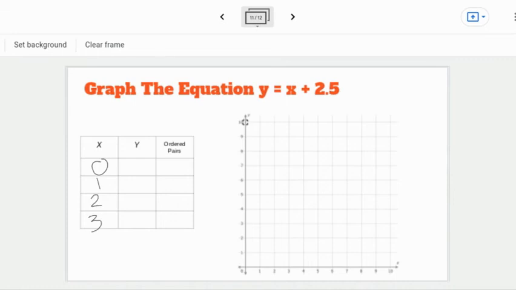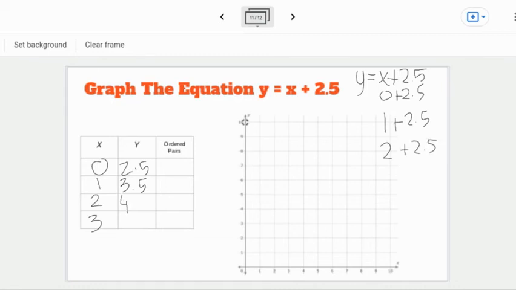All right, so here we go. We use y equals x plus 2.5. We put in a 0. 0 plus 2.5 we know is 2.5. Okay, we plug in now a 1. 1 plus 2.5 is 3.5. Plug in a 2. 2 plus 2.5 is 4.5. Plug in a 3. 3 plus 2.5 is 5.5.